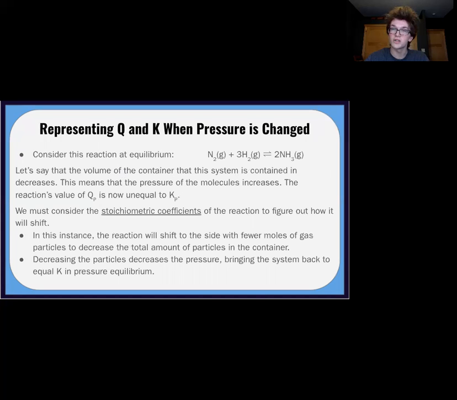What about when pressure is changed? Consider this reaction given. Let's say that the volume of the container that the system is contained in decreases. This means that the pressure of the molecules increases. The reaction's value of Q is now unequal to K. To solve this, we must instead look at the stoichiometric coefficients of the reaction to figure out how it will shift. For this reaction, it will shift to the side with fewer moles of gas particles to decrease the total amount of particles in the container. Fewer particles means the pressure decreases as well, bringing the system back to equal K.